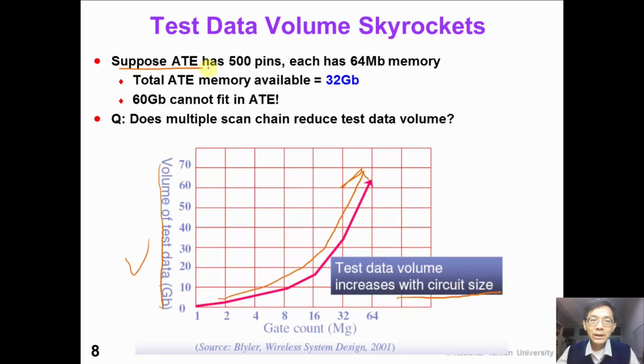For an ordinary ATE which has 500 pins, each of which has 64 megabit memory, the total ATE memory available on this tester is only 32 gigabit. If we need 60 gigabit of test data, it cannot fit in the ATE. So this is a big problem, especially for large designs. So what can we do to reduce the test data volume? Can we reduce the test data volume by multiple scan chains?